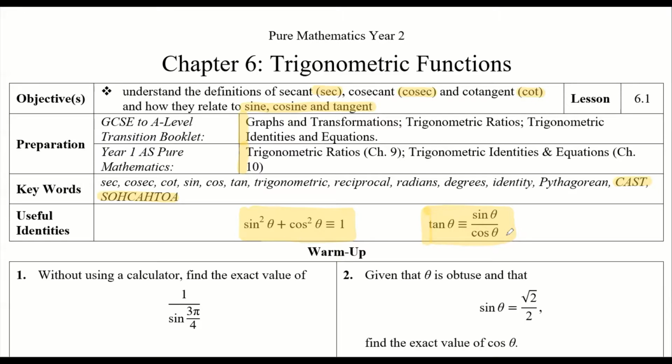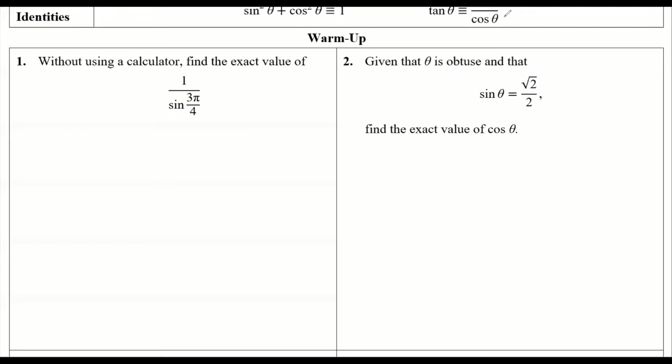Okay, and let's have a look at the solutions. All right, now question 1, it asks us to evaluate this trigonometric expression, 1 over sine of 3 pi over 4. Obviously, this is in radians, and the challenging part of this is the fact that we're not allowed to use a calculator. So it stresses here without using a calculator.